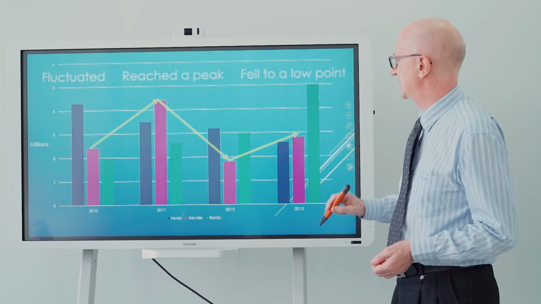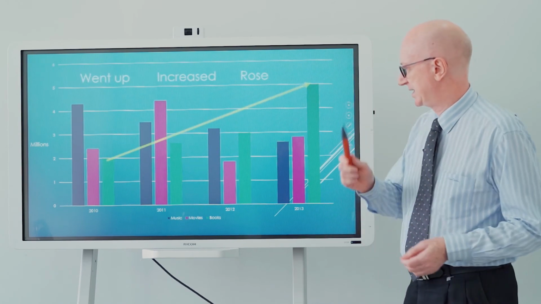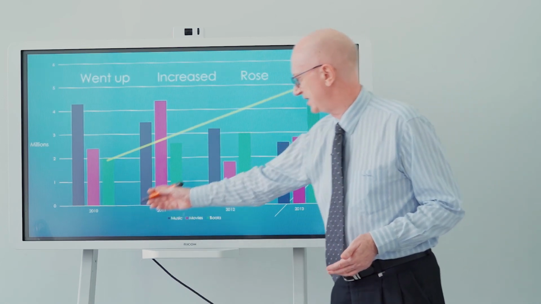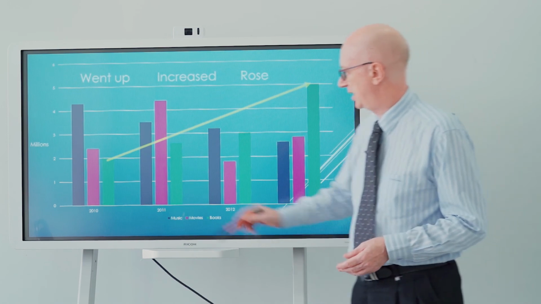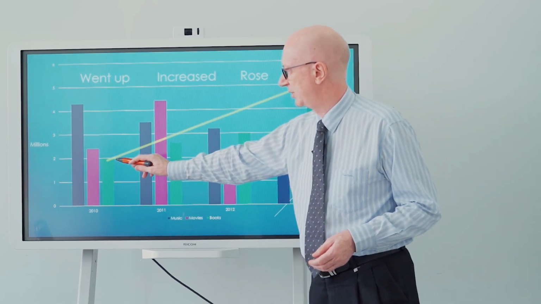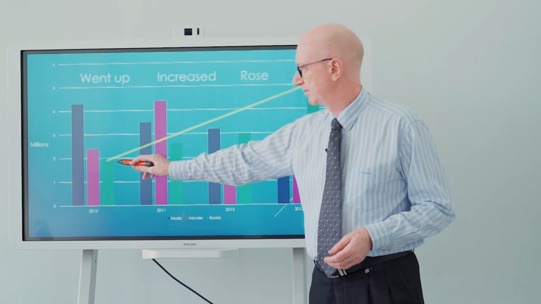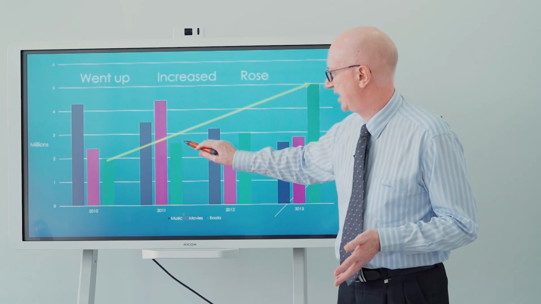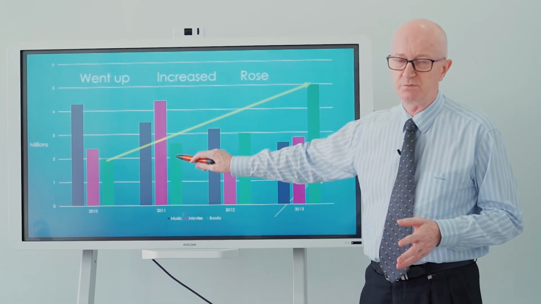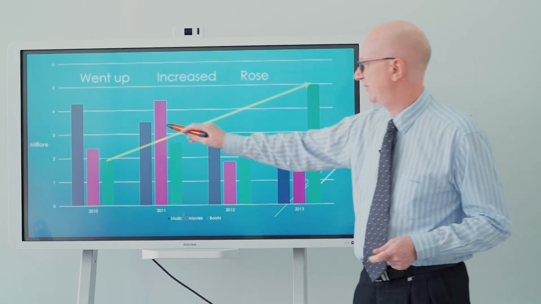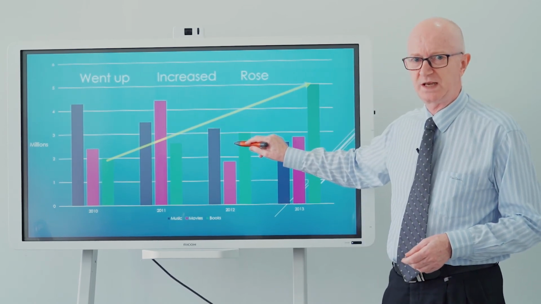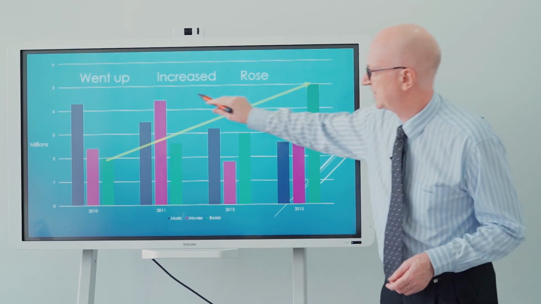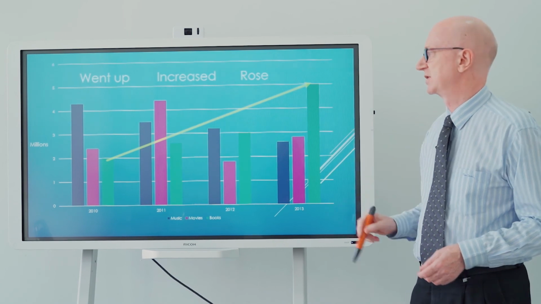Let's have a look at one more example. In this example, we're looking at the sales of books from 2010 to 2013. In 2010, sales of books were approximately 2 million. Moving on to 2011, sales of books were at around 2.7 million. In 2012, we're right on the 3 million sales mark. And then finally, 2013, we are up to 5 million sales.